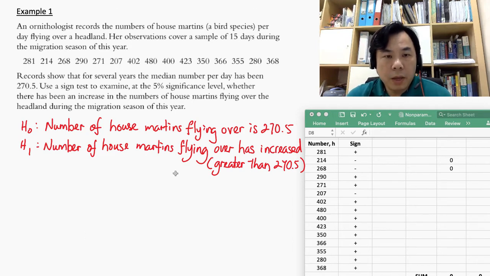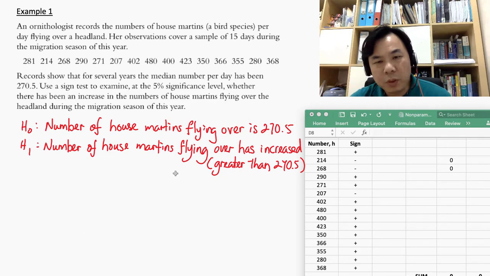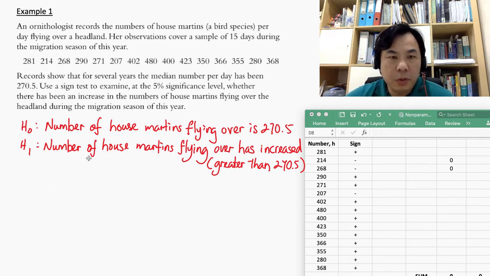Okay. Now next, the first thing usually, before you actually carry out the test, is to write down that this is a binomial distribution for sure. Whenever you carry out a sign test, it's always a binomial distribution because that's the easiest distribution to use for this analysis. So we have to write down what is the definition for x here.